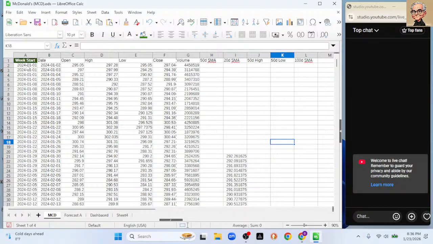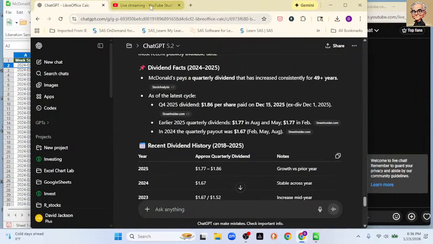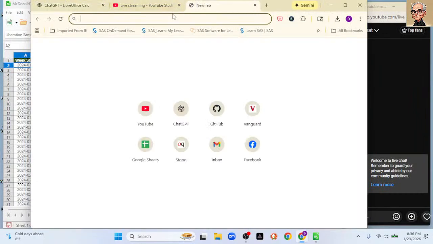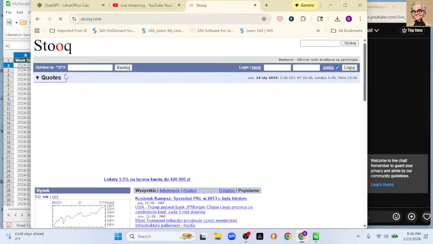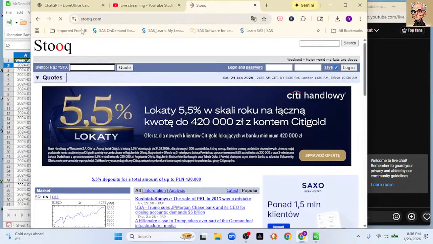Okay, so we're going to do a weekly forecast. Oh, by the way, I will include a link to this spreadsheet in the description below and the comments. So if you want to see exactly how it's done, go out and grab the spreadsheet. I will tell you that the data comes from a site called Stooq, STOOQ.com, and there are several places you can get the data.